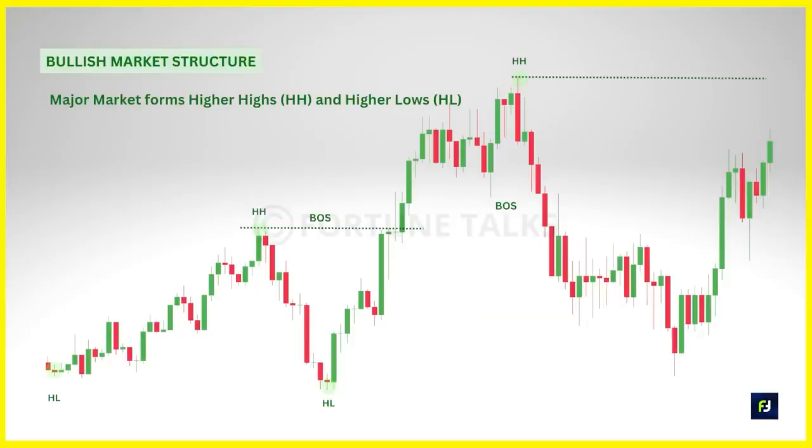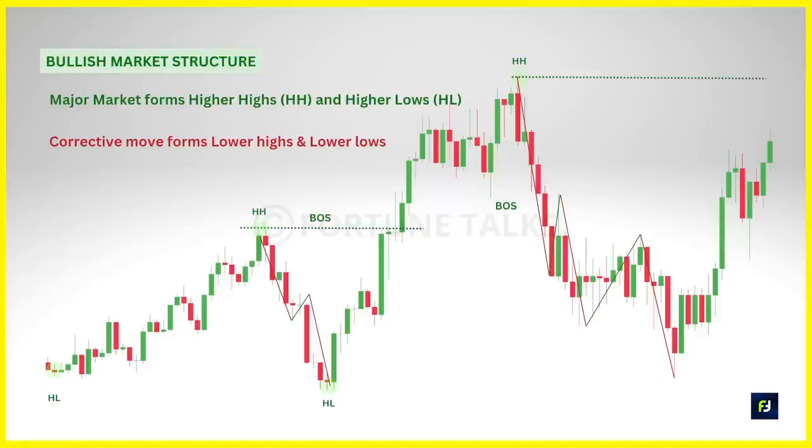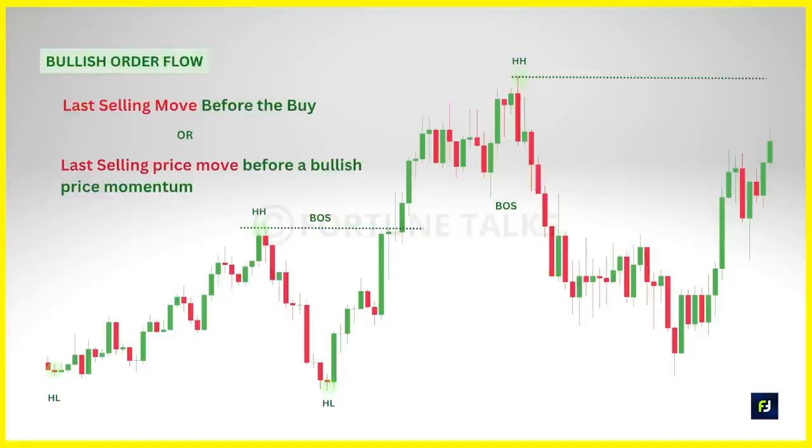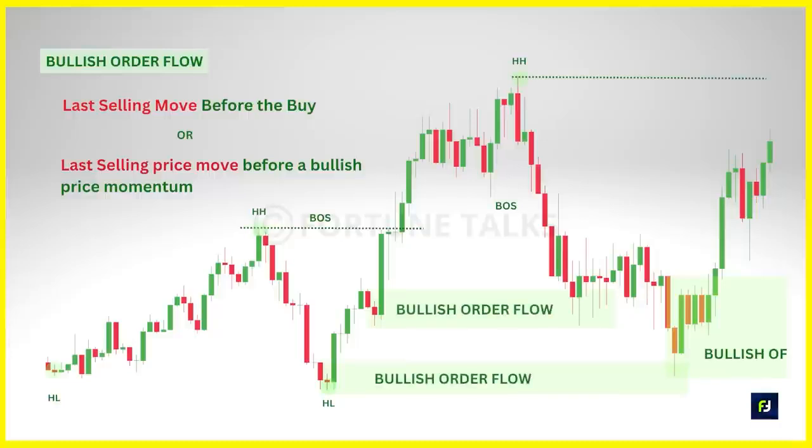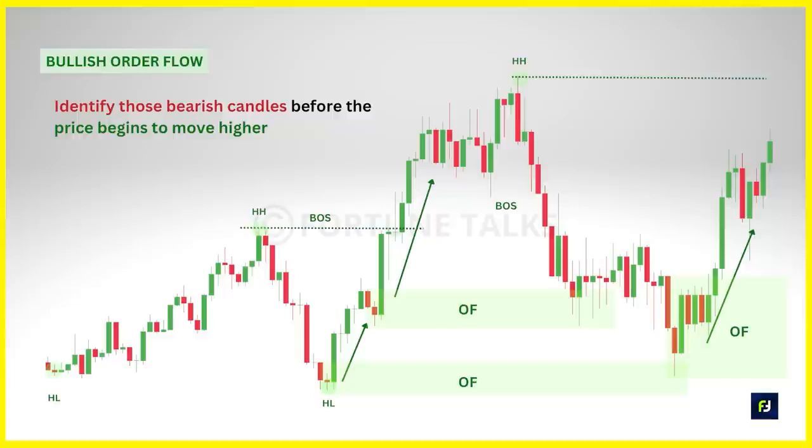Now coming back to our discussion, let us consider a bullish market structure and try to spot the order flow. During a bullish market, the major price structure forms higher highs and higher lows. But if you observe the corrective moves, you will notice that it forms lower highs and lower lows. So a bullish order flow is represented by the last selling price before the bullish price momentum. Or in simple terms, the last selling move before the buy is called the bullish order flow. Therefore, all you have to do is to identify the bearish candles before the price begins to move higher. This is how we spot bullish order flows in the charts.